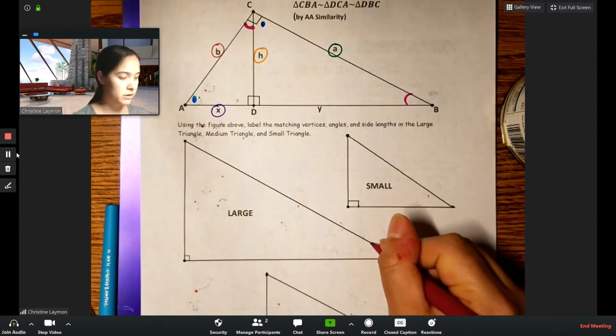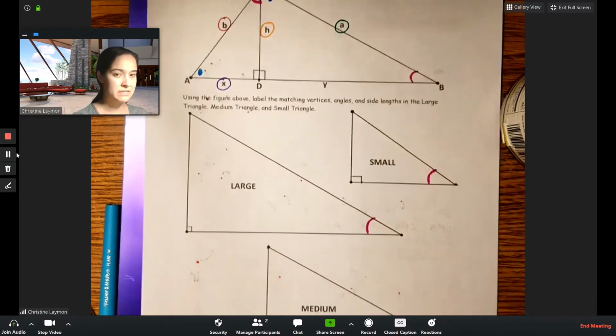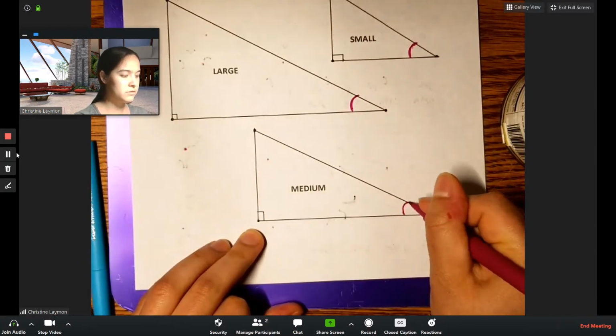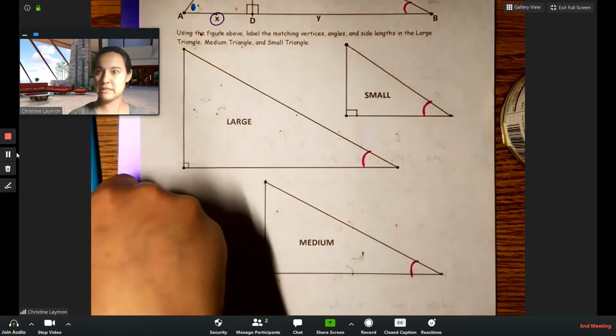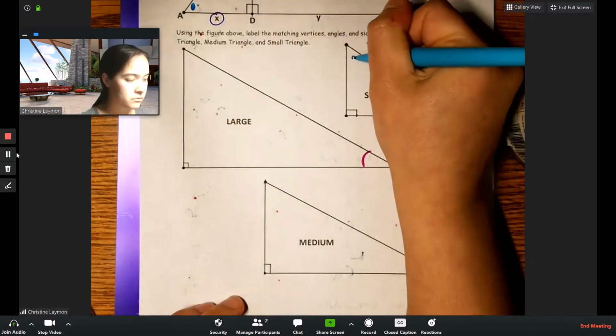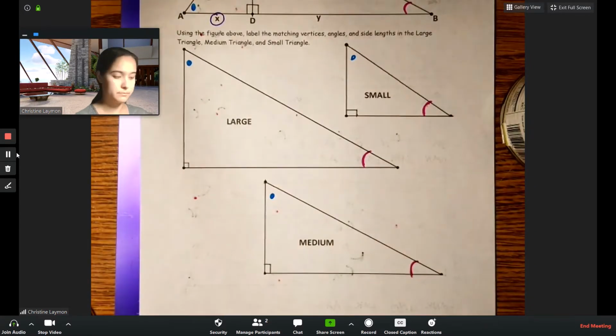So let's put the arc here, here. Let me slide it up for a moment. Down here. If I do that, then my light blue dot is at the top of each triangle. So light blue, light blue, light blue.